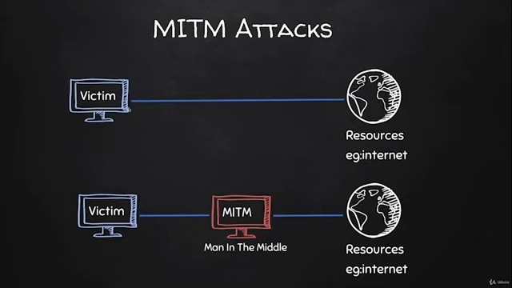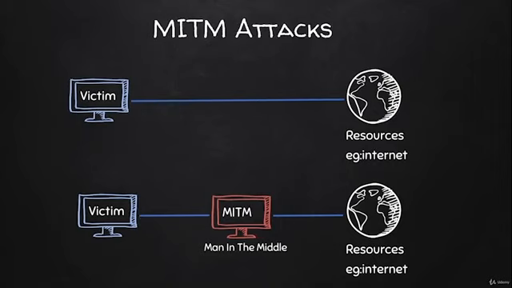So, a normal communication would look like this, where the device is directly communicating with the entity that they want to communicate with. In a man-in-the-middle attack, the hacker would be able to place themselves in the middle of the connection, allowing them to intercept and see anything that is being transferred between the two devices. Now, there are a number of ways to achieve this.